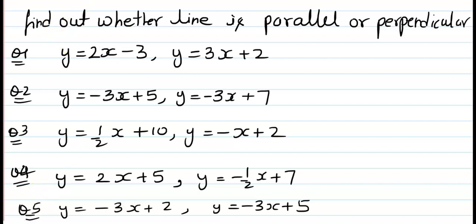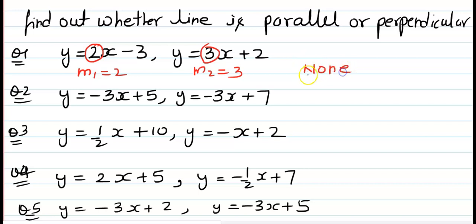So welcome back if you have tried. So if you see here, the gradient is 2 and here the gradient is 3. So you can say here m1 is 2 and m2 is 3. So they are not equal, and if you multiply they are not getting minus 1. So the lines are not parallel and not perpendicular. Yeah, so the answer is none. Not perpendicular and not parallel.